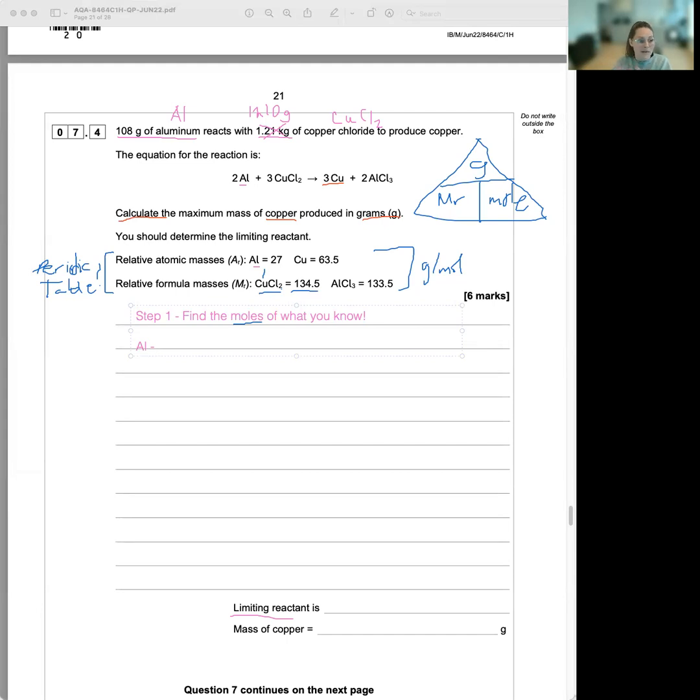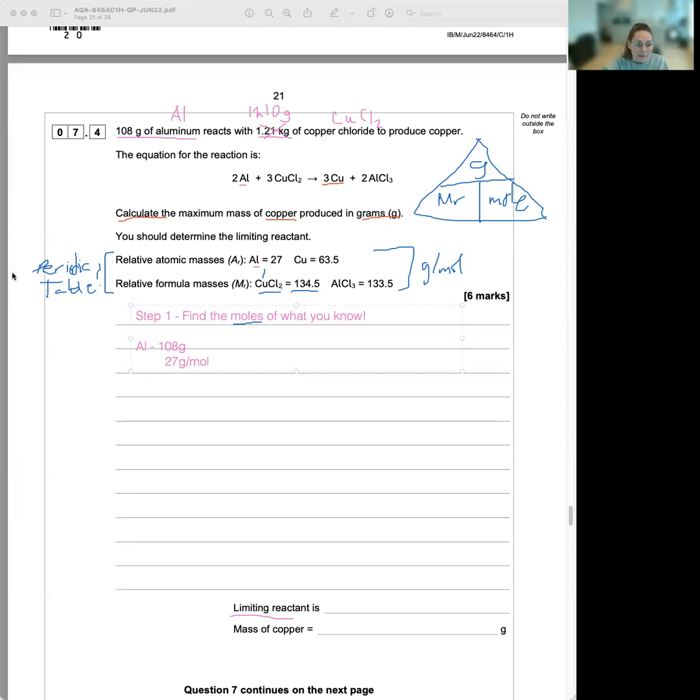Okay, so grams divided by how much it weighs in terms of molar mass. Grams of aluminium is 108 g, and it is 27 as its molar mass. Now, yes, it says AR, I know, but don't worry. AR and MR are essentially the same thing, because A stands for atom, because I only have one thing, and M stands for molecule, which means I have a compound, okay?